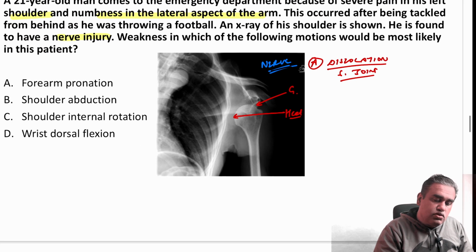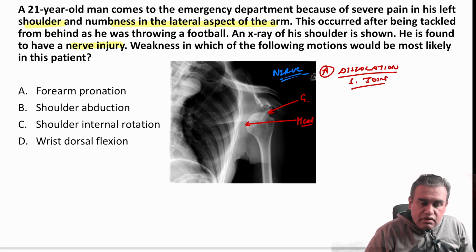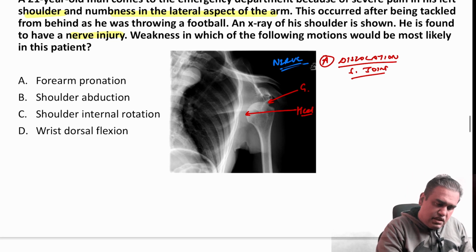कौन सी नर्व इज रिलेटेड टू द एरिया ऑफ द शोल्डर जॉइंट? कौन सी नर्व है वहां पर? The nerve that winds around the surgical neck of the humerus. Circumflex nerve. सर ये कौन सी नर्व है?